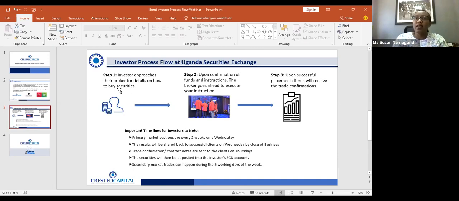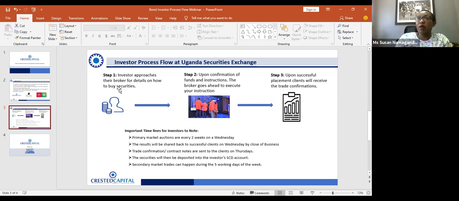And then after that, step two is that the broker will organize all the paperwork and submit it to the Uganda Securities Exchange, saying that Susan wants to place for this period, and this is the amount she's placing. The USE will work together with Centenary Bank to ensure that they get these instructions. Once they get them, the USE will submit, and then Centenary Bank will be able to execute. Once execution is done, the results will be given back to us.